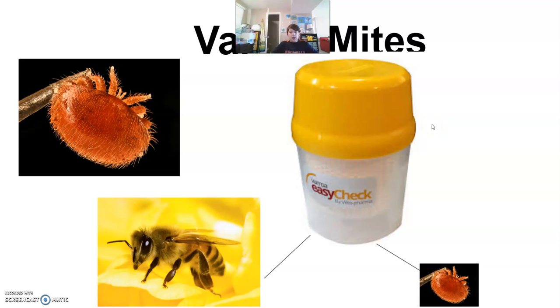And then varroa mite. Big, big issue. And this is what they look like. They look like tiny black specks, about that size, that gap in my hand. That's how small they are. Obviously, this picture is super zoomed in. Now, how do you find them? Varroa Easy Check. You scoop 2 scoops of bees in there. You will have to count the bees.